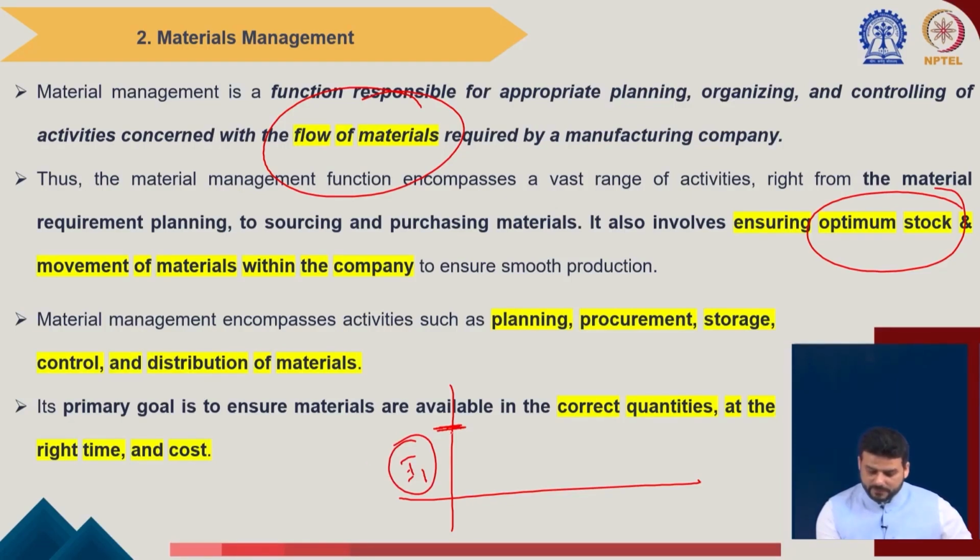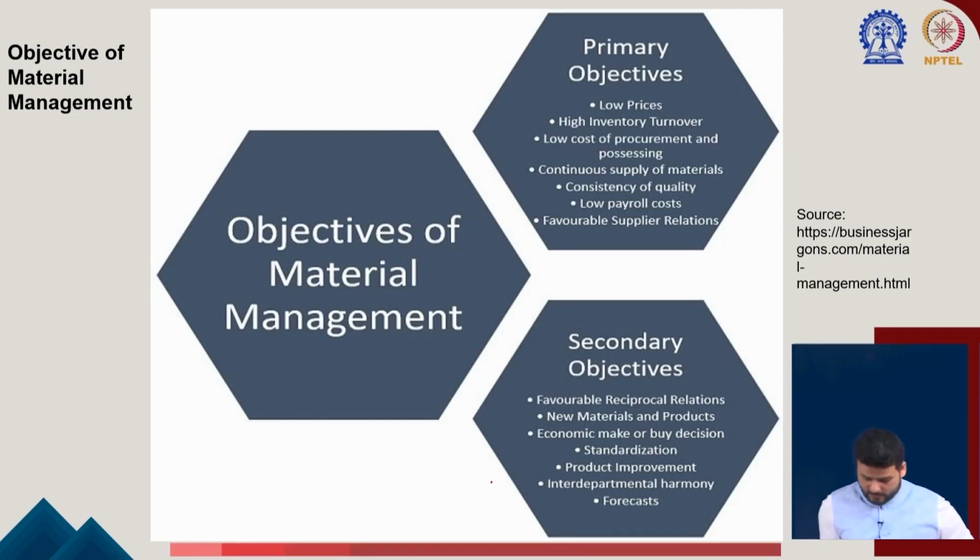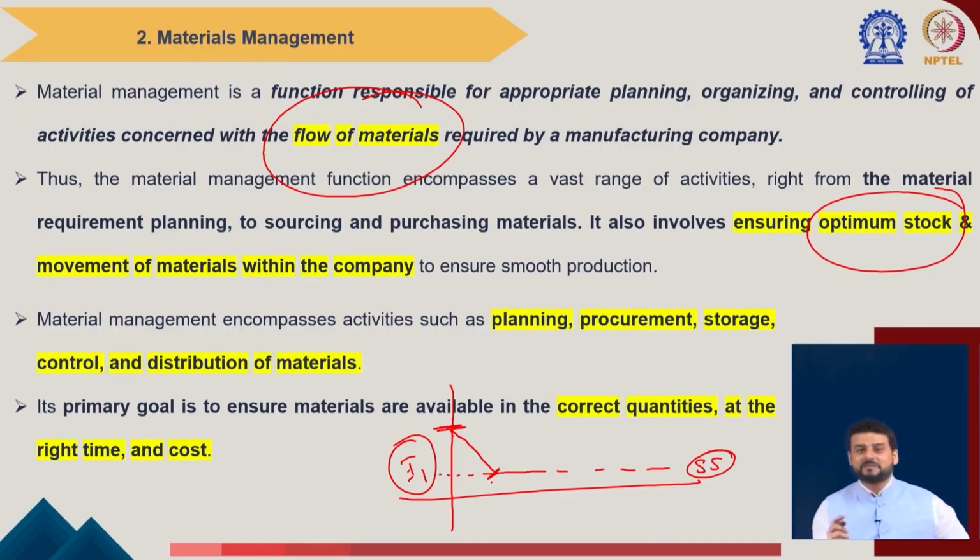When I start producing the finished goods, I will start depleting the inventory, and there must be some safety stock level. This is the safety stock level: when I reach this point, automatically the store department, which is maintaining the inventory, should give the indication to the purchase department, so that the purchase department can place the purchase order. At this point they will again replenish the inventory, it will reach this point, then come down again and be replenished again. This is how we maintain the safety stock.